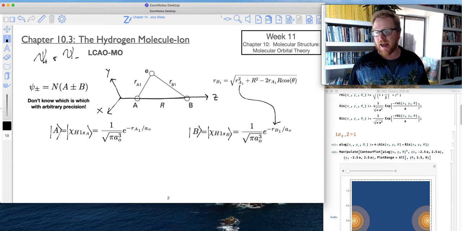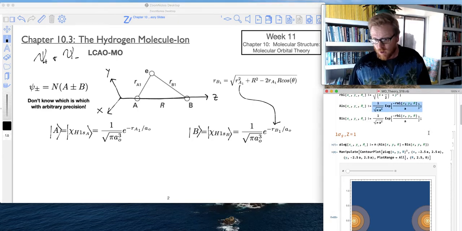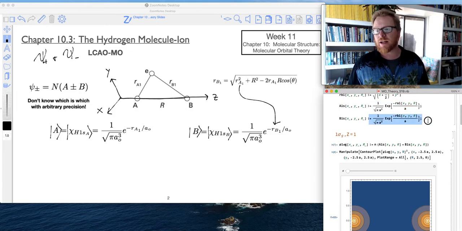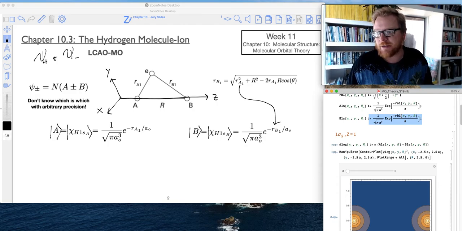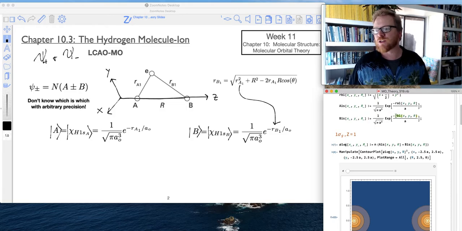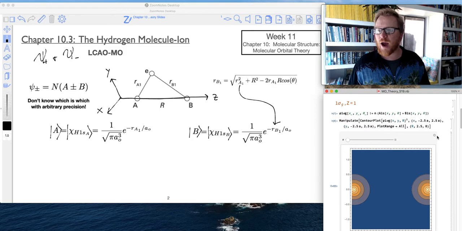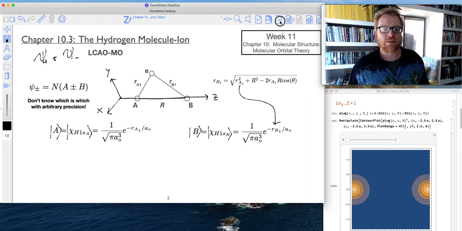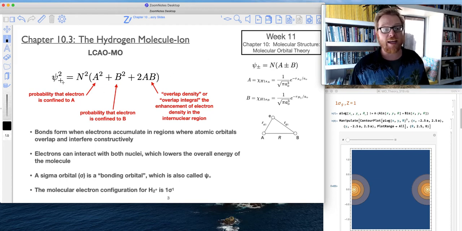Look, I've got my A1s wave function. There it is as a function of RA1. I've got my B1s wave function. I kept it in terms of RB1 because in Mathematica I can do that, right? Okay. But I could have also made it in terms of RA1 if I want. And what I want to show you right away here, let's advance the slide. So I'm looking at the psi plus state.